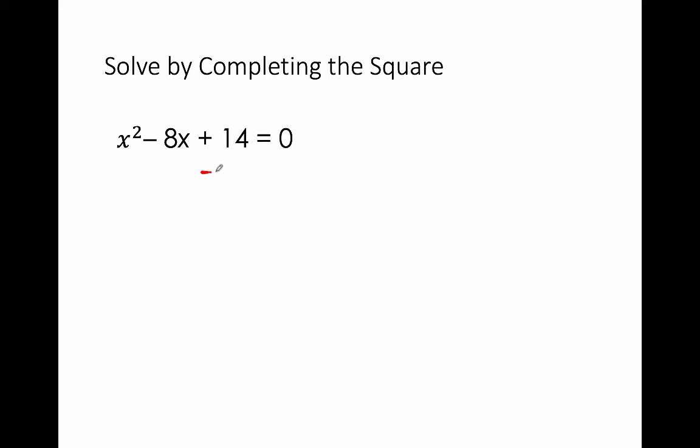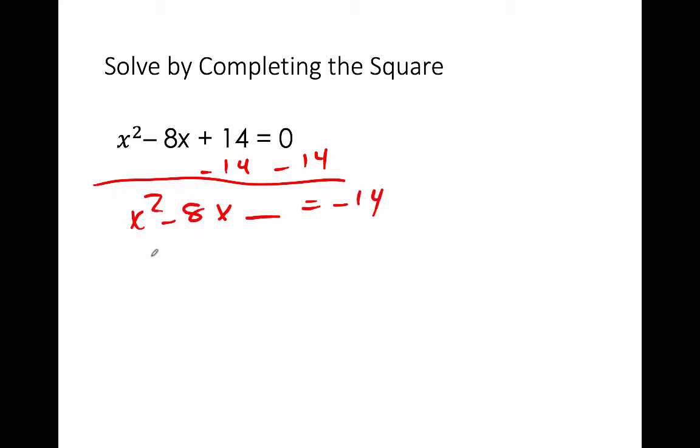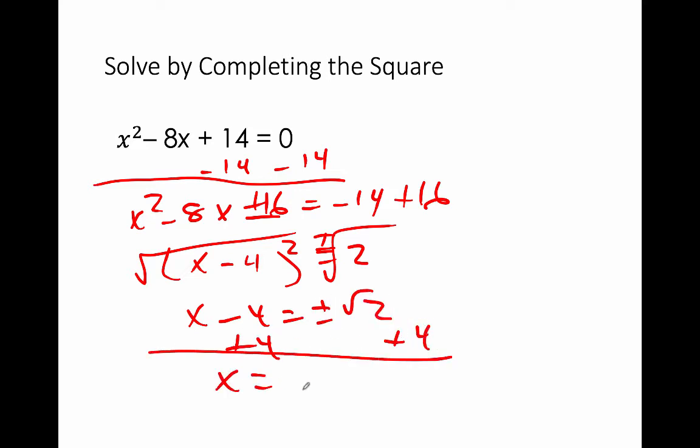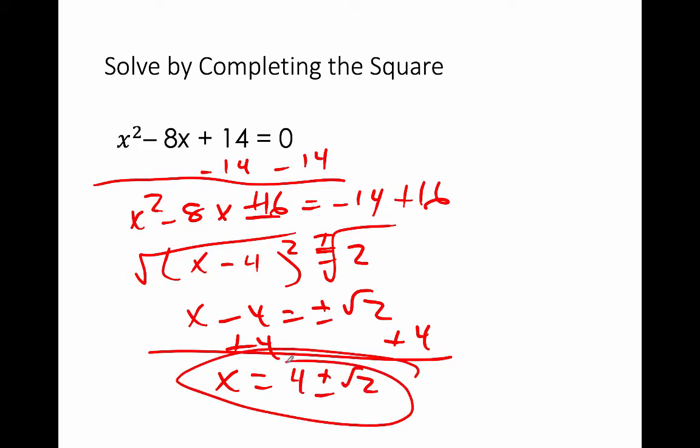Remember, we moved the 14 out of the way. We left a blank space. We divided by 2 and then squared it, and I got to add to the other side. And then we use the square root property. X minus 4 is plus or minus root 2, add 4, add 4. X is 4 plus or minus the square root of 2. That's the exact value. Okay.